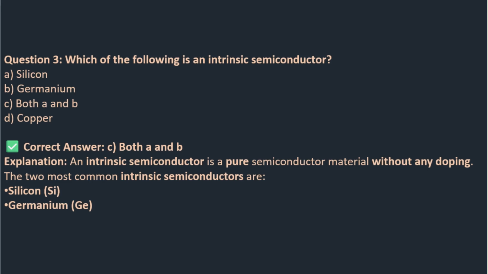Question 3. Which of the following is an intrinsic semiconductor? Option A, silicon. Option B, germanium. Option C, both A and B. Option D, copper. Correct answer, C, both A and B. Explanation: an intrinsic semiconductor is a pure semiconductor material without any doping. The two most common intrinsic semiconductors are silicon Si and germanium Ge.